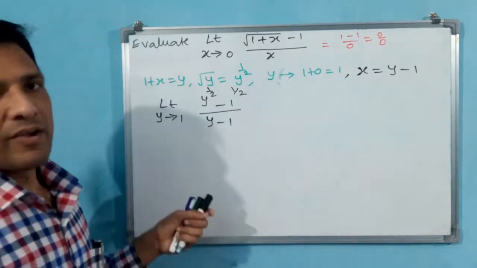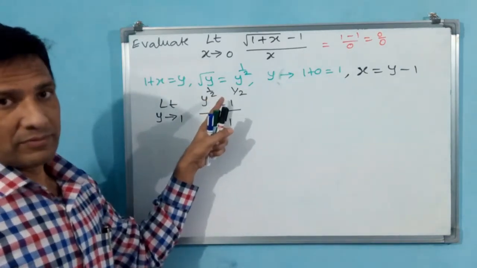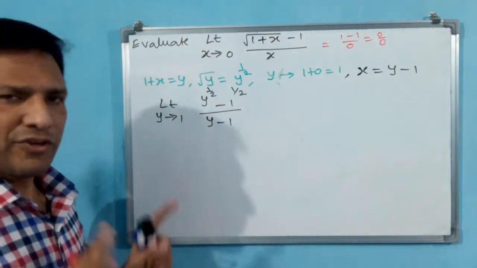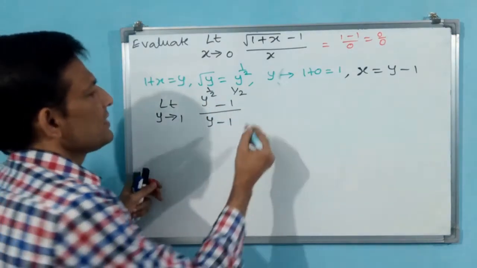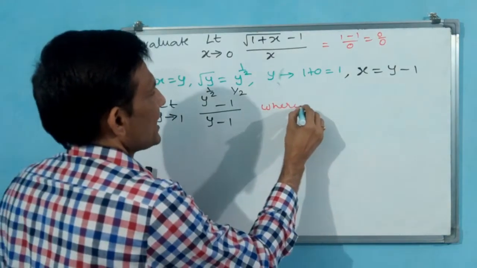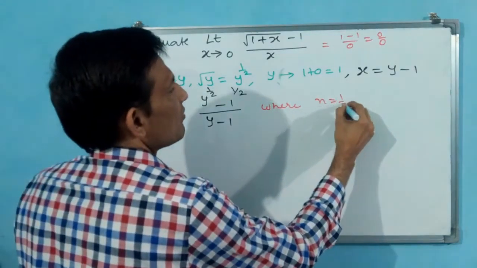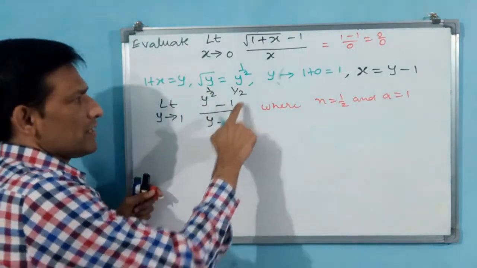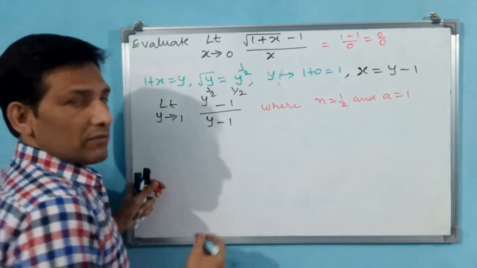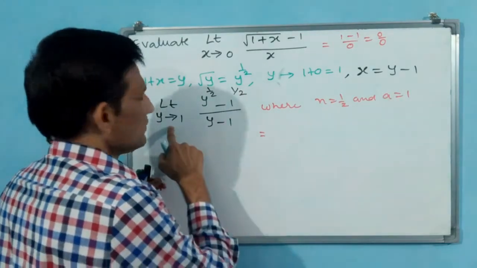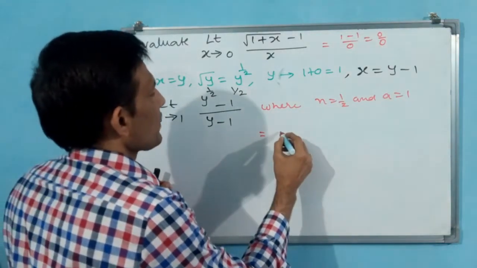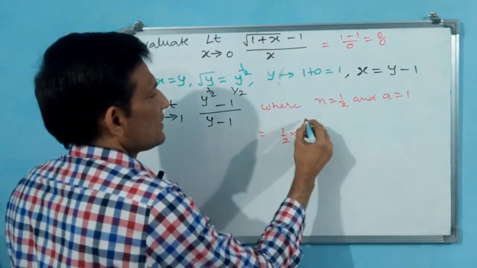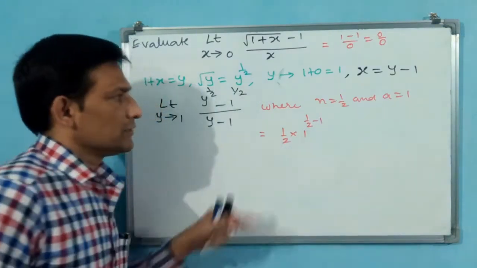Okay. Here n is 1 by 2, top power. A is 1. These only we want, a and n we want. Where n is equal to 1 by 2 and a is equal to 1. A is equal to 1, n is equal to 1 by 2. Okay. Now what is the formula? That is equal to 1 by 2 into 1 power 1 by 2 minus 1. Is it okay?